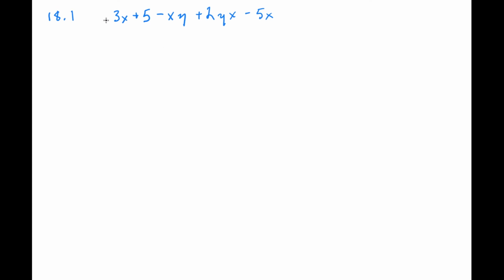All right, so I've written the problem for you. It's 3x plus 5 minus xy plus 2yx minus 5x. All right, so now we need to look and see what we have that are similar terms. So the first thing I see is I have a 3x and a negative 5x. So let's combine them. So positive 3, negative 5, it's going to be a negative 2x. So I got that one.